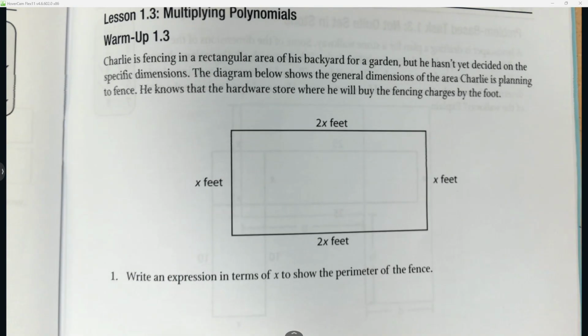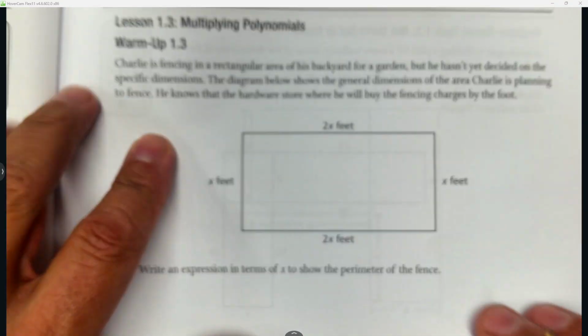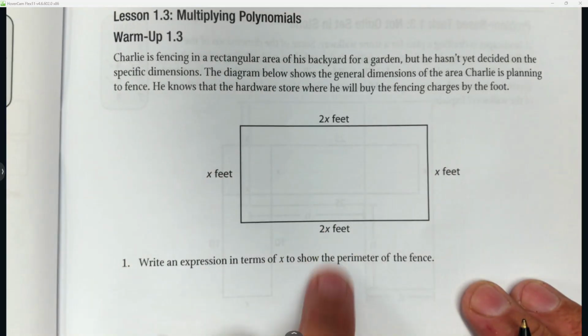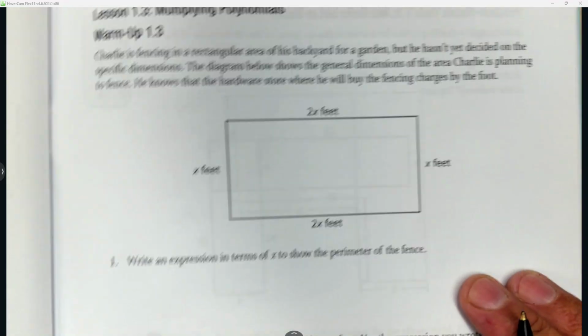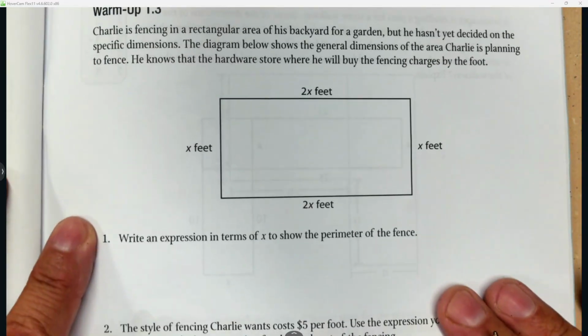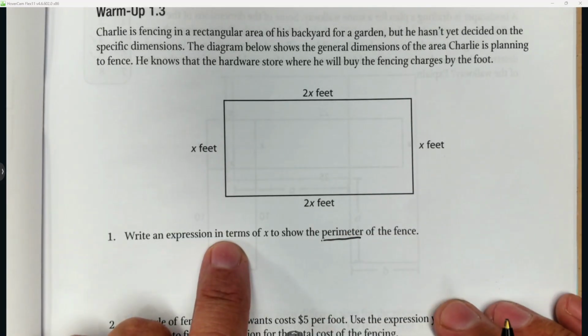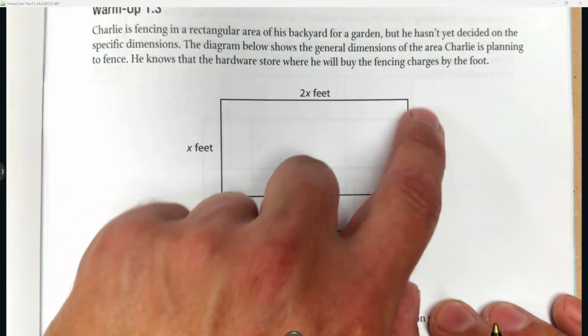Alright, we have a story here of a rectangular backyard for a garden. And we have an expression with x in it in terms of modeling the size of it. It says write an expression in terms of the perimeter. So that's the first word I need to understand. So perimeter is when you add all the sides.